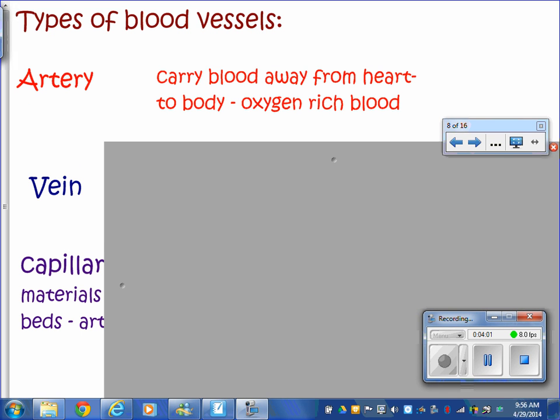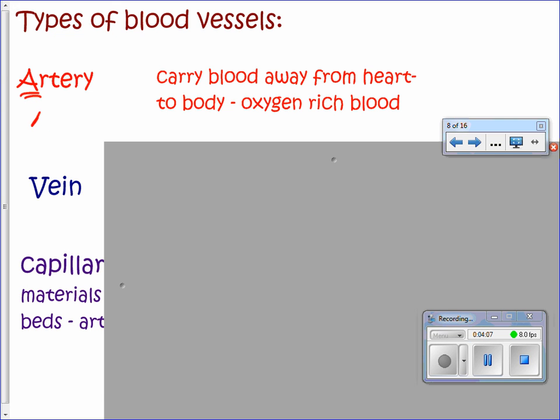Okay, so the arteries carry blood away from the heart. The way I remember this, arteries away. Artery away. And they carry blood away from the heart in most cases. It is oxygen-rich blood. When we do the circulatory pattern here in a minute, you'll see there is one set of arteries that actually have oxygen-poor blood, but that's okay. We'll get there in a minute.